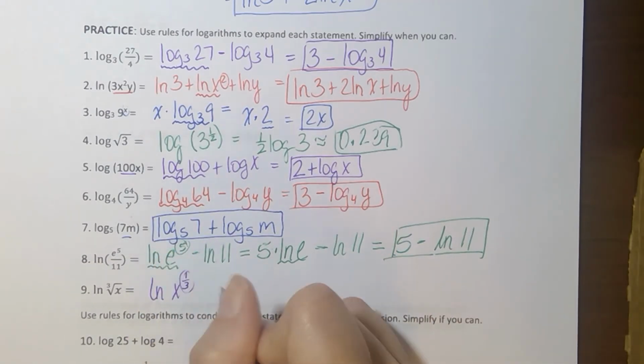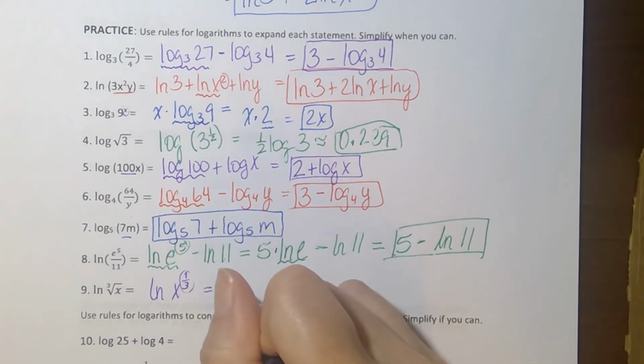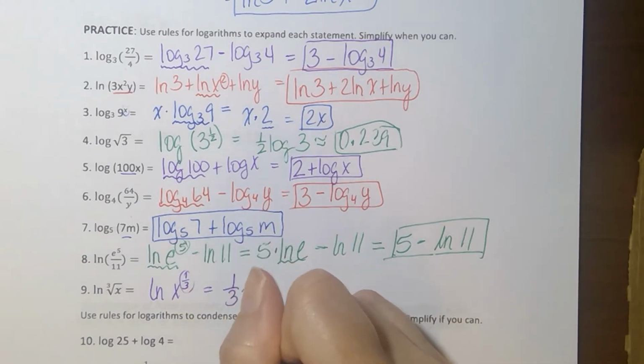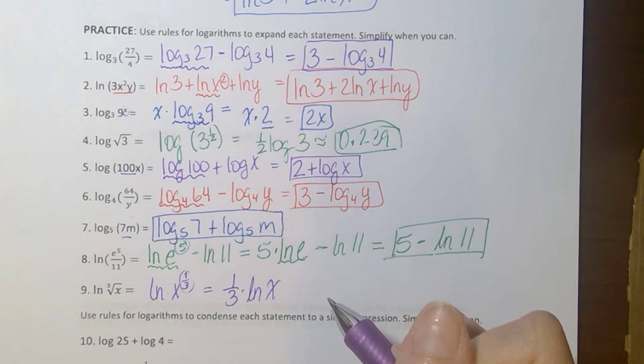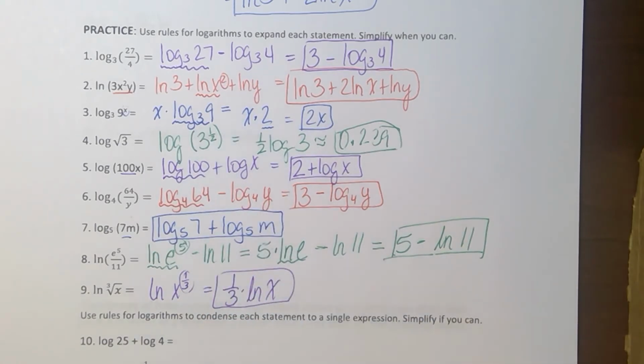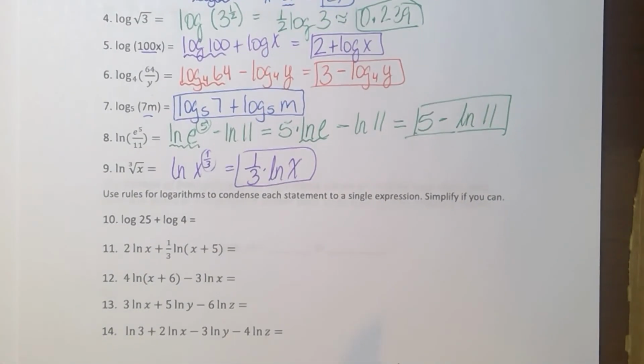I don't leave an exponent there. I use my power rule so that I rewrite it as 1/3 times the natural log of x. There's nothing else I can do there, so I'm done. That was all expanding logarithms. That was expanding. The next 4 examples are condensing. So I'm taking more than one log statement and rewriting it as a single expression.